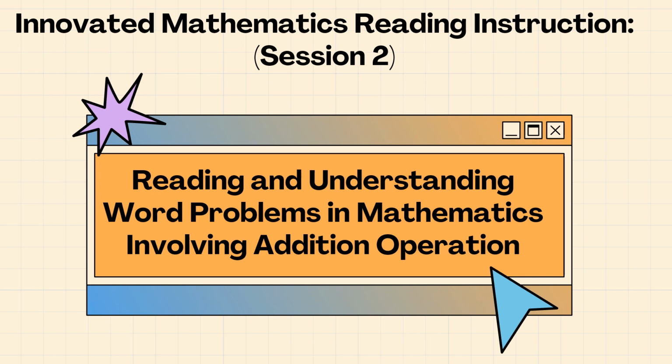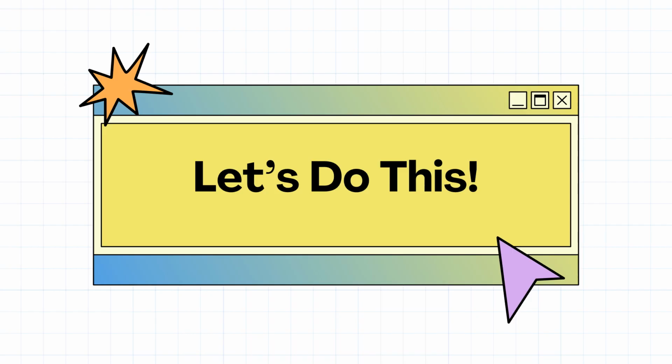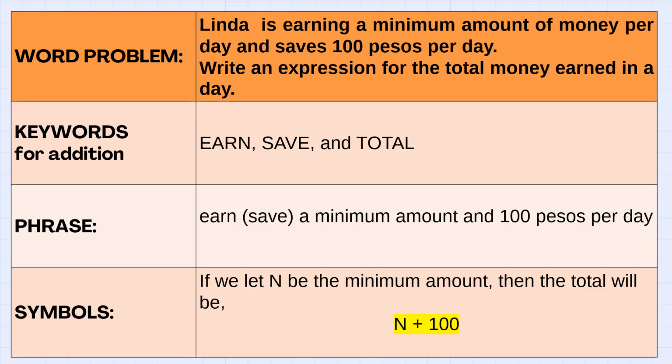This session is titled Reading and Understanding Word Problems in Mathematics Involving Addition Operation. At the end of this session, you are expected to identify the keywords and phrases in word problems involving addition operation and translate mathematical phrases to symbols involving addition operation. Let's do this! Word problem number 1.